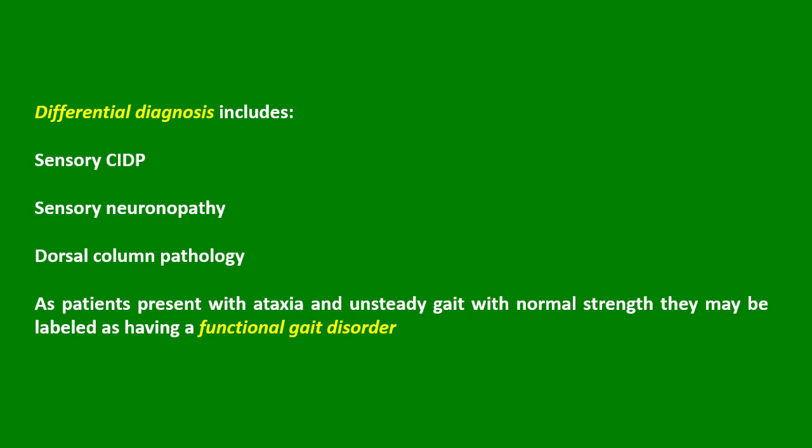Differential diagnosis in such cases includes sensory CIDP, sensory neuronopathy, dorsal column pathology. As patients present with ataxia and unsteady gait with normal strength, they may be labeled as having a functional gait disorder.